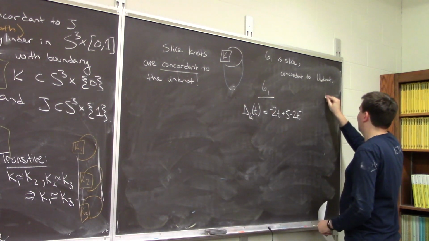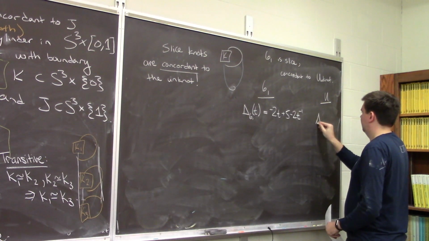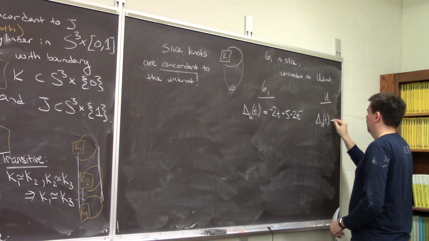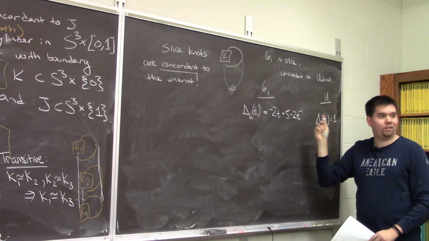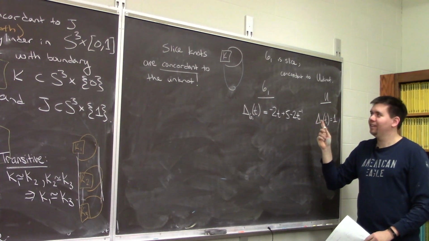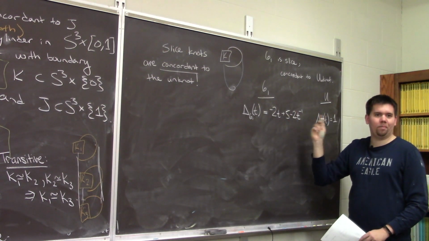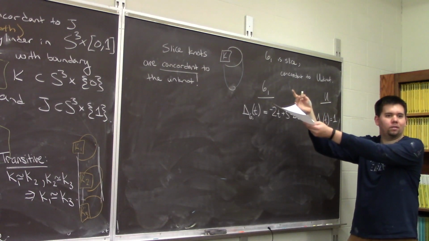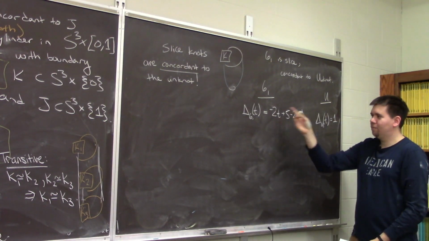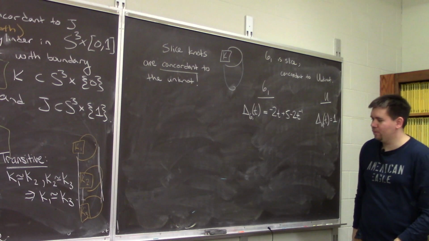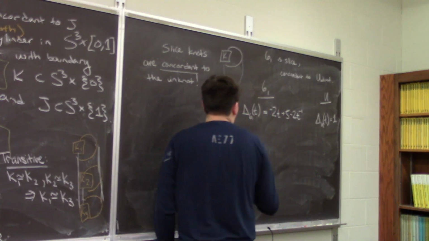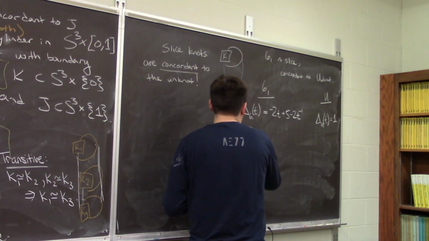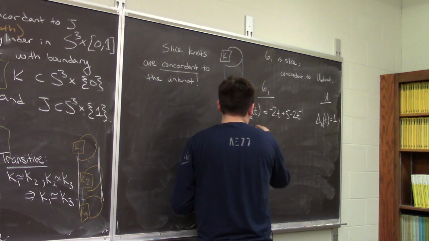What's the Alexander polynomial for the unknot? Do you guys remember? It's 1. They're different. Concordance does not preserve the Alexander polynomial. It's like this is not an invariant of concordance. Concordance is a new equivalence relation, but the Alexander polynomial is not preserved. So what you might say, well, how about the Jones polynomial? You know, that's a nice one.